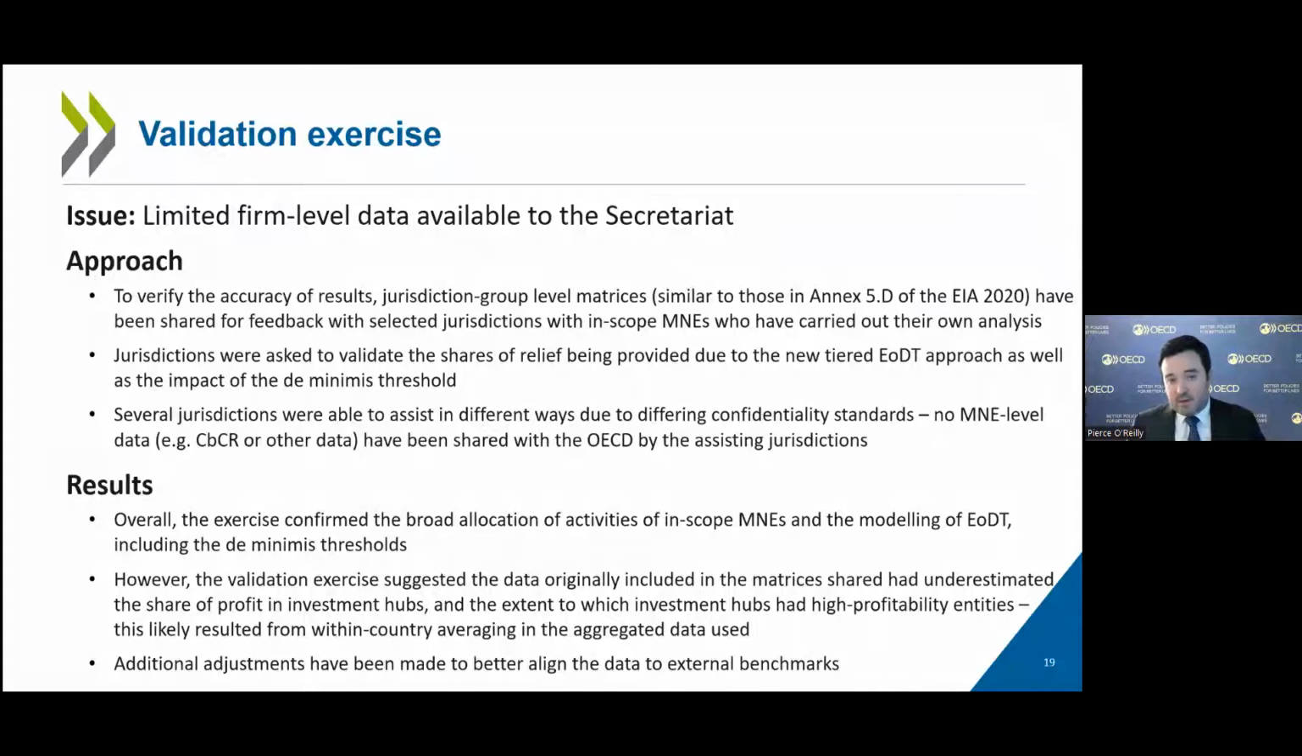And so the result of that exercise is, broadly speaking, the jurisdictions were able to tell us that we got pretty close. But in certain ways, they were able to tell us that no, your analysis is off and you need to adjust this or that factor. In particular, in the first iterations of these matrices, we were putting insufficient amounts of profit in investment hubs in general, relative to what the IF member jurisdictions that had done this analysis themselves were telling us was there. And it's adjustments like that we have been making on an iterative basis with all of the IF member jurisdictions.